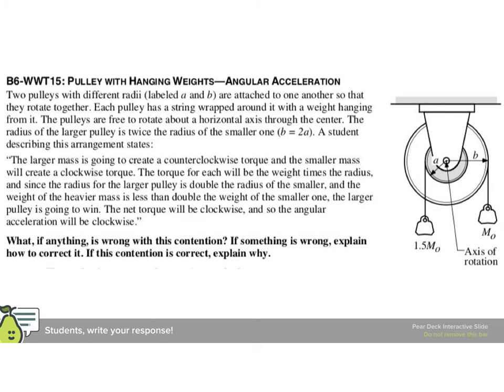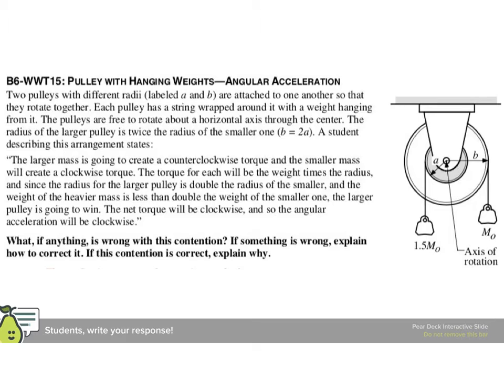Two pulleys with different radii labeled A and B are attached to one another so that they rotate together. Each pulley has a string wrapped around it with a weight hanging from it. The pulleys are free to rotate around a horizontal axis through the center. The radius of the larger pulley is twice the radius of the smaller one, i.e. B is 2a. And the heavier mass is 1.5 times the lighter mass.